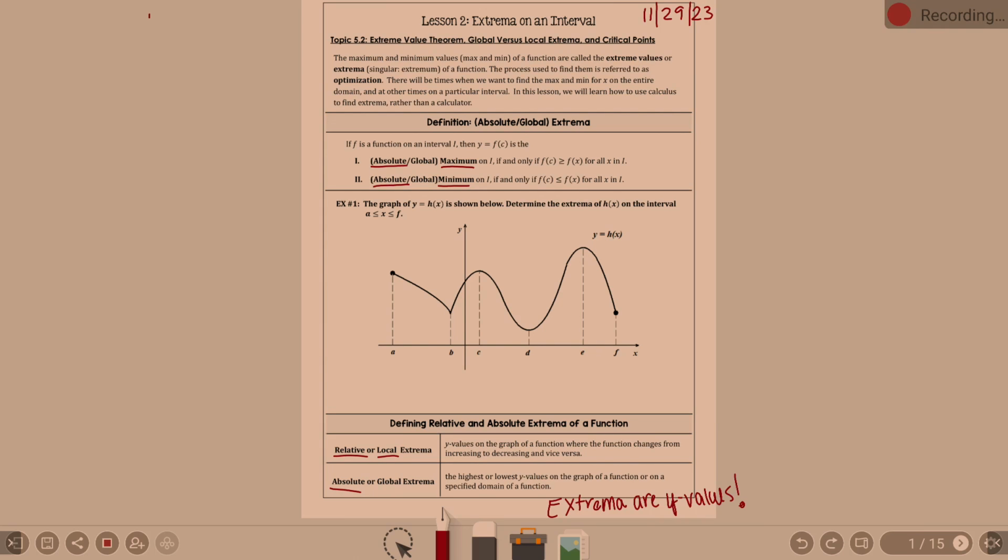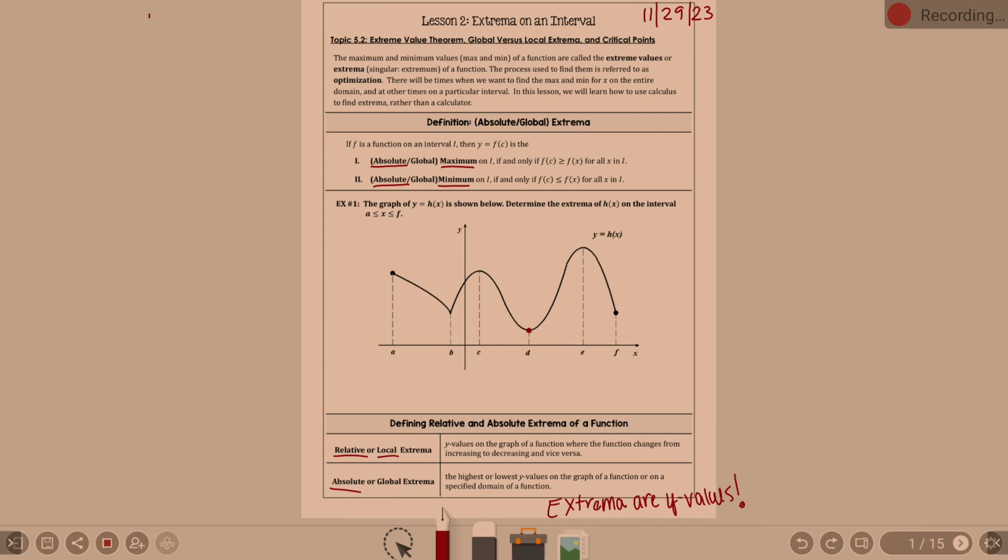So, okay, backtrack to 1 here. The graph is shown. Determine the extrema of h of x on the interval. And as we talk about these extrema, I want to talk about if they are relative or absolute mins and maxes. So, what do you see? Yeah. D and E are absolute. D is an absolute min. E is an absolute max.